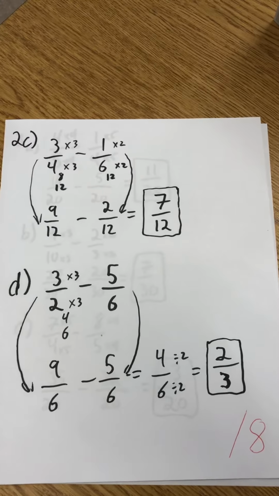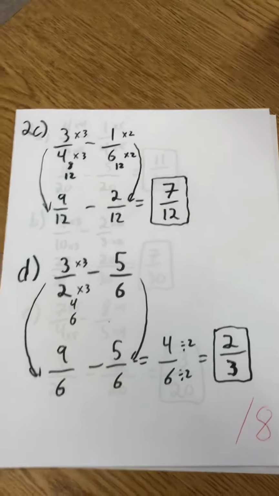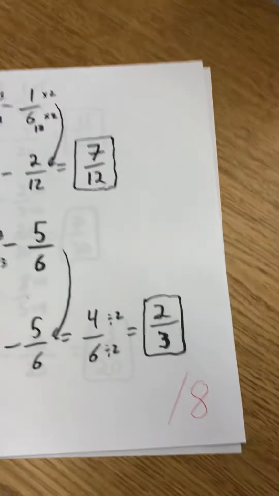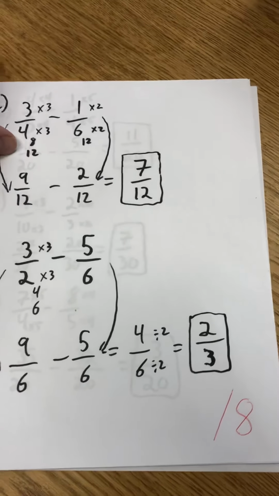I'll leave that there for a second if you would like to pause and go over that again. So your total in number 2 should be out of 8. So number 1 was out of 4, number 2 was out of 8.